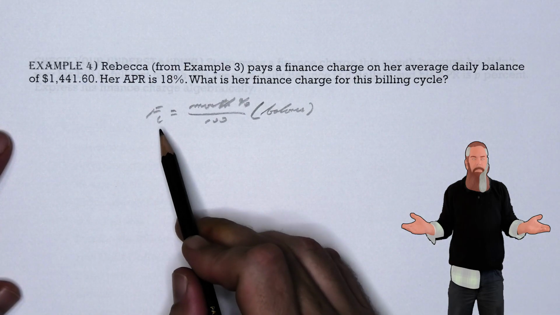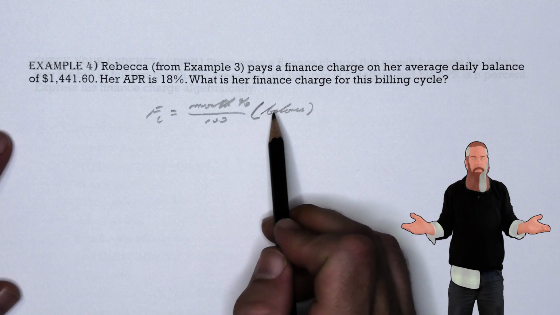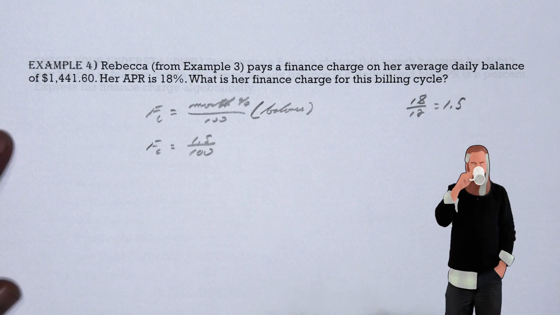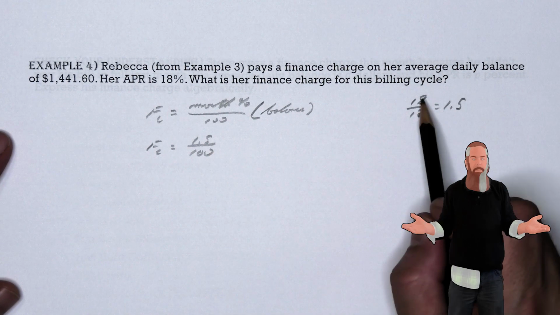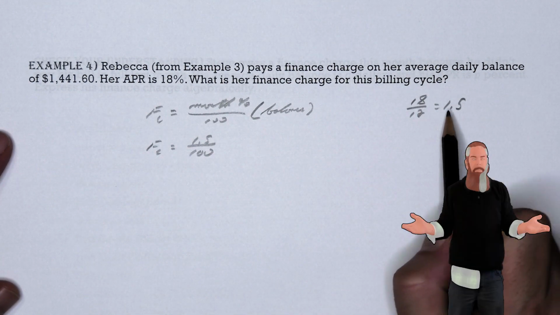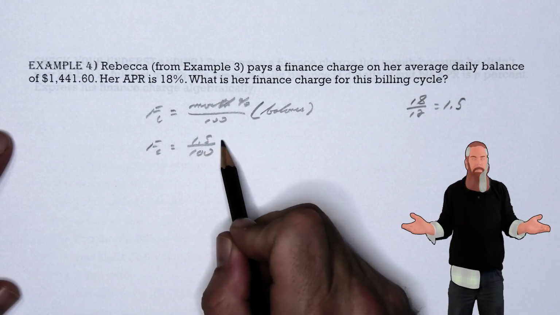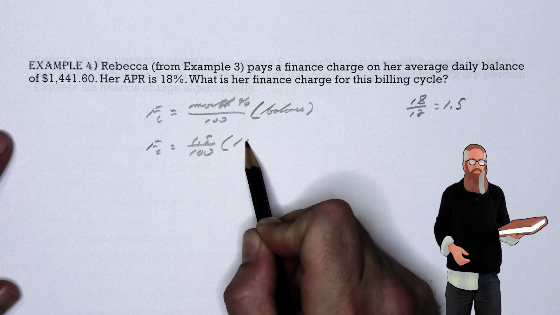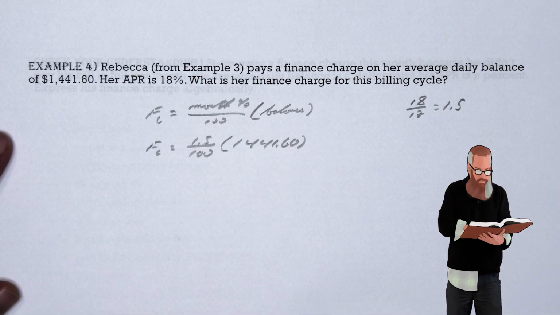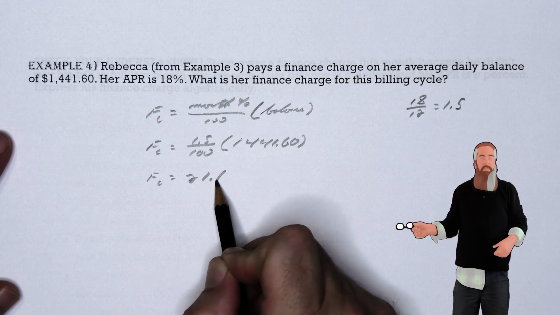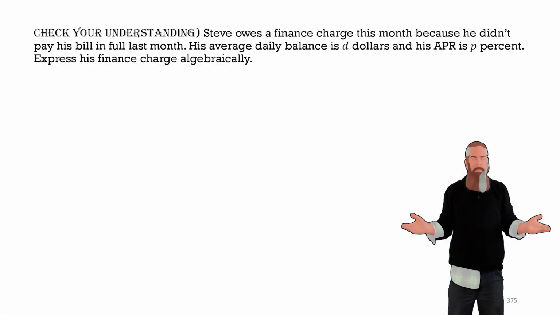To do this, the finance charge is going to be equal to that monthly percent divided by 100 and then times the balance. So she has a monthly APR of 1.5%, because 18% divided by 12 is 1.5%. By dividing by 100, we convert it to a decimal. Multiply that by the balance of $1,441.60. We get a finance charge of $21.62.